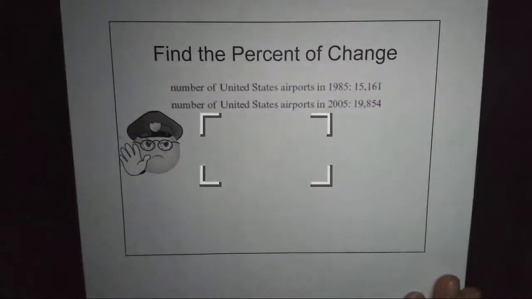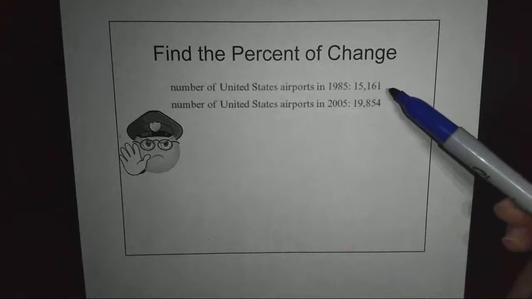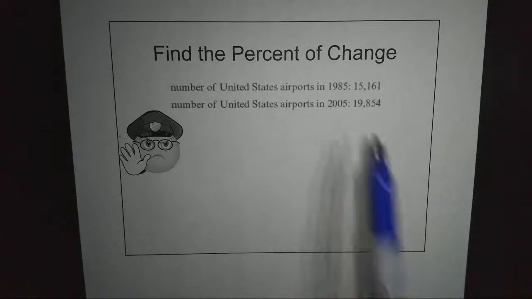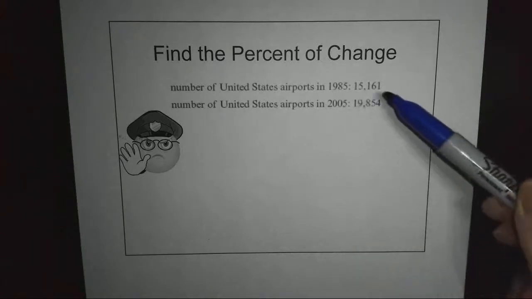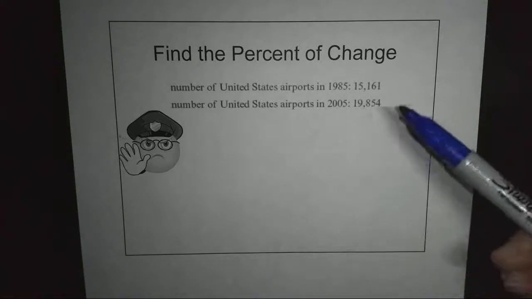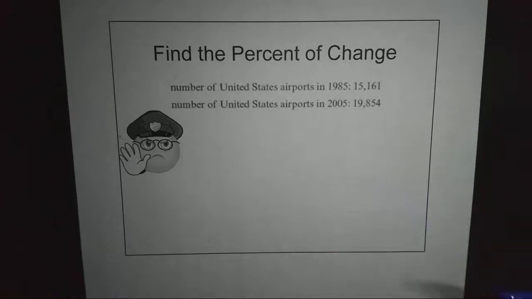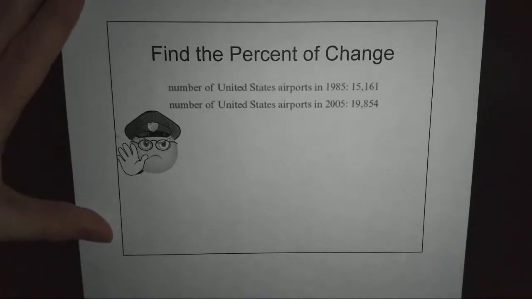Here we have an example, and this needs to be in your notebook. We want to find the percent of change if the number of United States airports in 1985 was 15,161, and the number of airports in the United States in 2005 was 19,854. Now, we need to know what percent of change we are looking for, because two things are changing here. The years are changing and the number of airports are changing. Well, in this case, it doesn't really matter how many years have passed. What does matter is how many airports have been added or taken away in those 20 years.